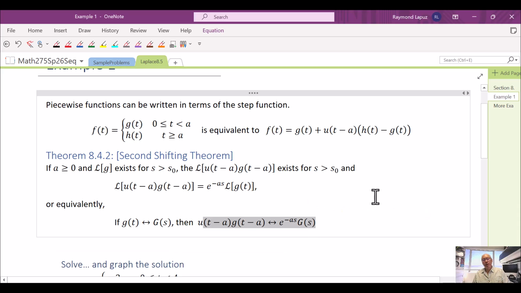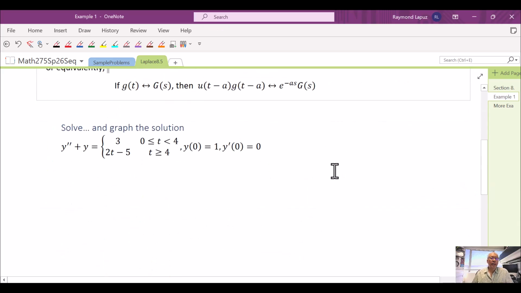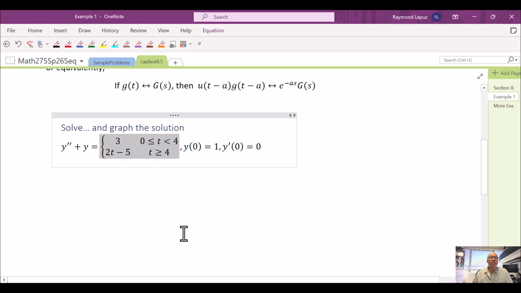All right. So let's practice doing some of this. We have an equation that's y double prime plus y equals this piecewise function. That's 3 as long as t goes between 0 and 4, and 2t minus 5 when t is bigger than 4.